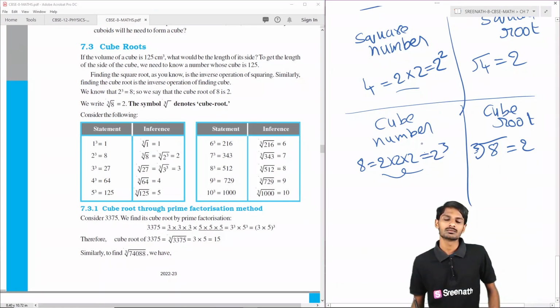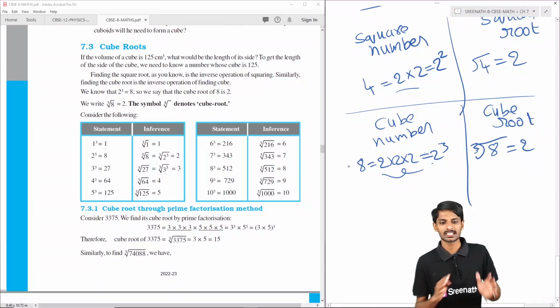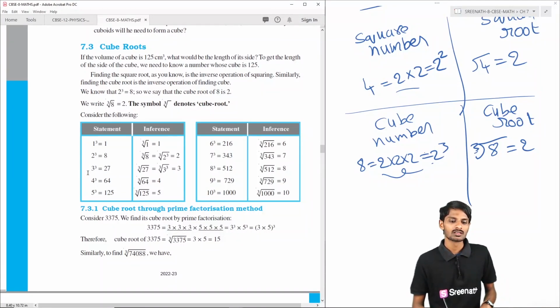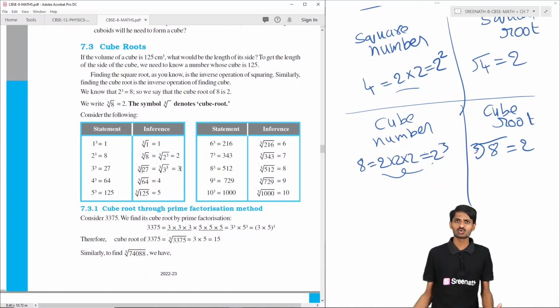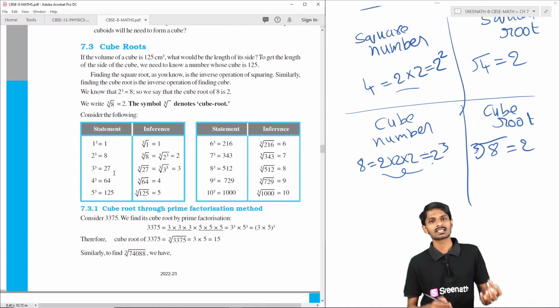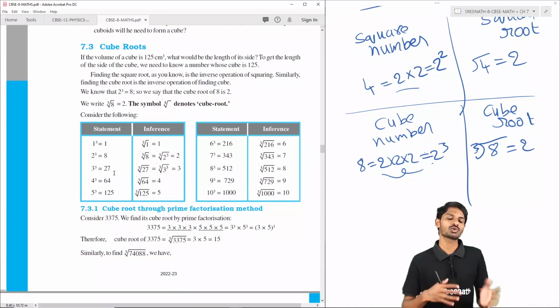2 cube is 8 and the cube root of 8 is 2. Statement and the inference: 2 cube is 8 and cube root of 8 is 2. 3 cube is 27 and cube root of 27 is 3. It is the inverse operation. Just as addition is the inverse of subtraction and subtraction is the inverse of addition, cube number is the inverse of cube root and cube root is the inverse of cube number.